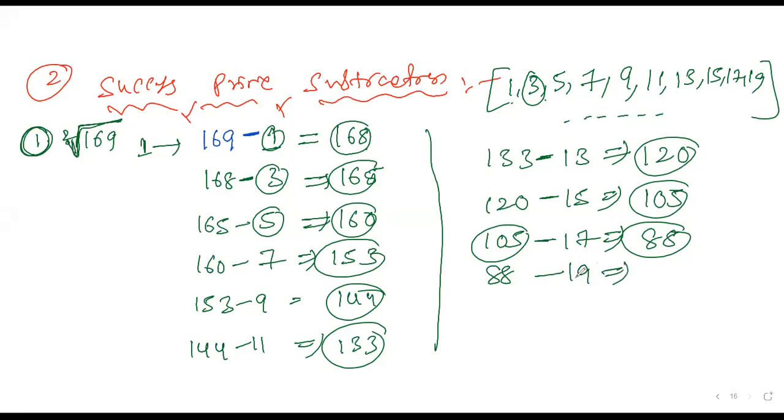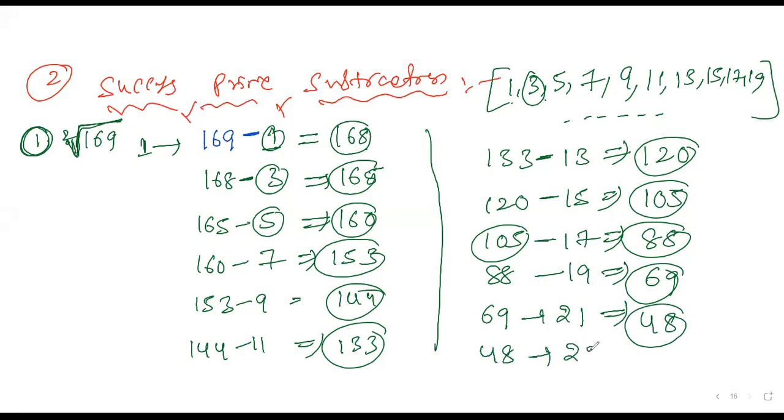What is the answer now? 88 minus 19 is 69. Take 69 and subtract 21. What is the answer now? 48. Next, take 48 and subtract 23. What number do you come out with?